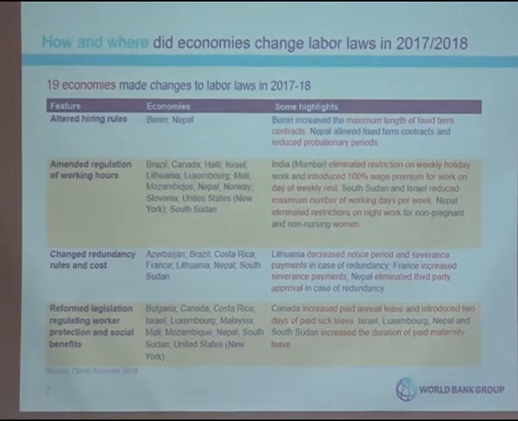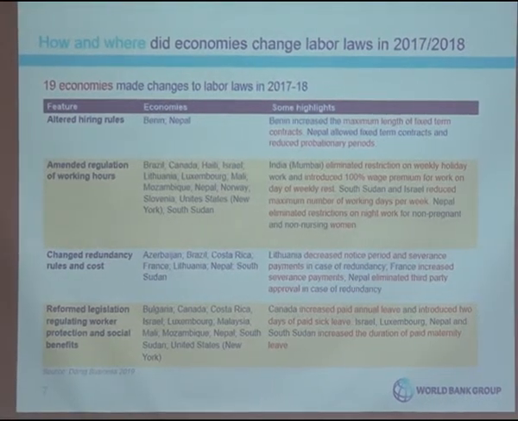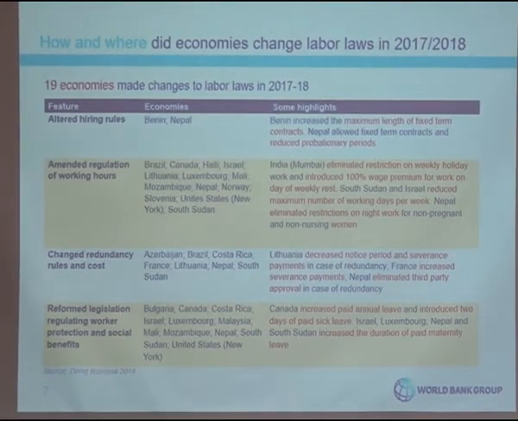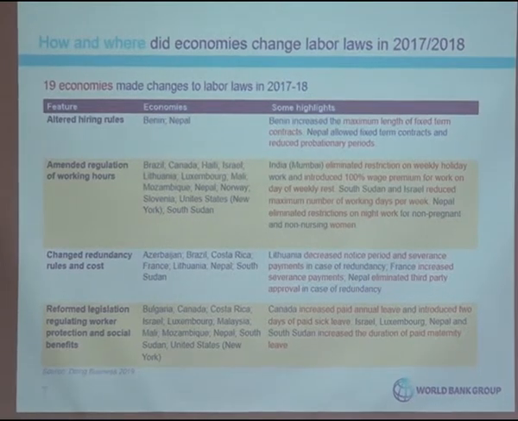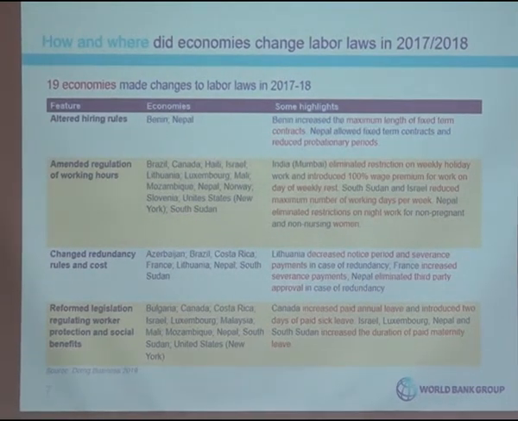In the Doing Business 2019 report, there are 19 economies that made changes to the labor laws in 2017-2018. Benin and Nepal altered their hiring rules. For example, Benin increased the maximum length of fixed-term contracts, while Nepal allowed fixed-term contracts and reduced probationary periods. Few countries amended their regulations when it comes to working hours.